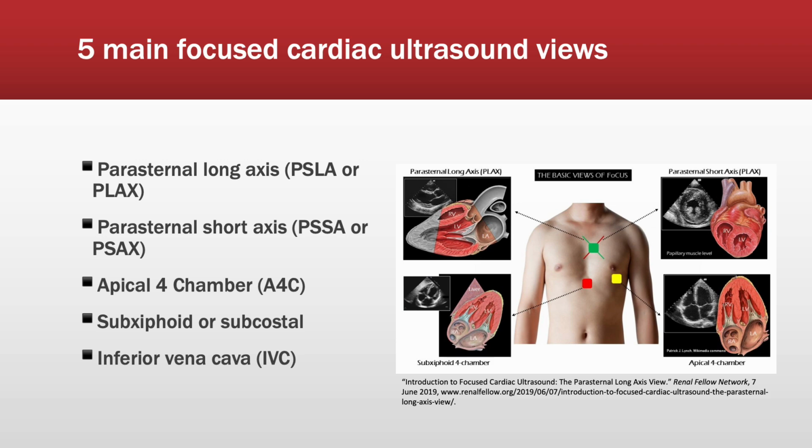I want you all to keep in mind that this list is purposely organized in a systematic approach that I personally use, and essentially everybody in the emergency field probably uses, as it's easier to maneuver the probe from the first view to the next. So we're going to go through parasternal long axis, followed by parasternal short axis, then apical 4-chamber, subxiphoid, and finally the inferior vena cava view.